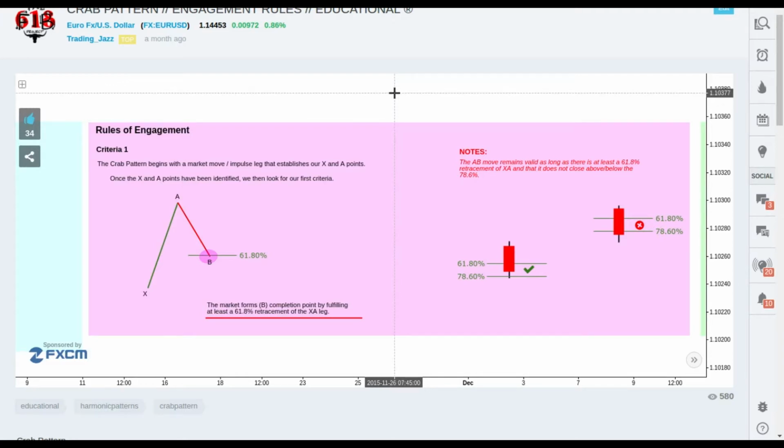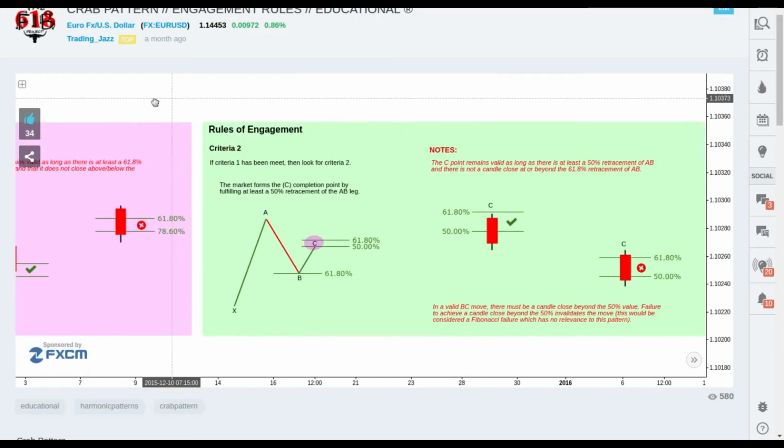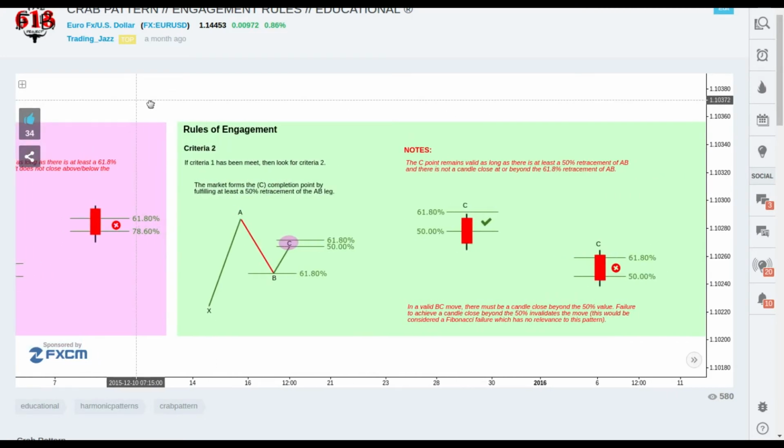Criteria 1. The market forms the B completion point by fulfilling at least a 61.8% retrace of the X to A leg. Note: the A to B move remains valid as long as there is at least a 61.8% retrace of X to A, and it does not close above the 78.6%. Criteria 2. If criteria 1 has been met, then look for criteria 2.